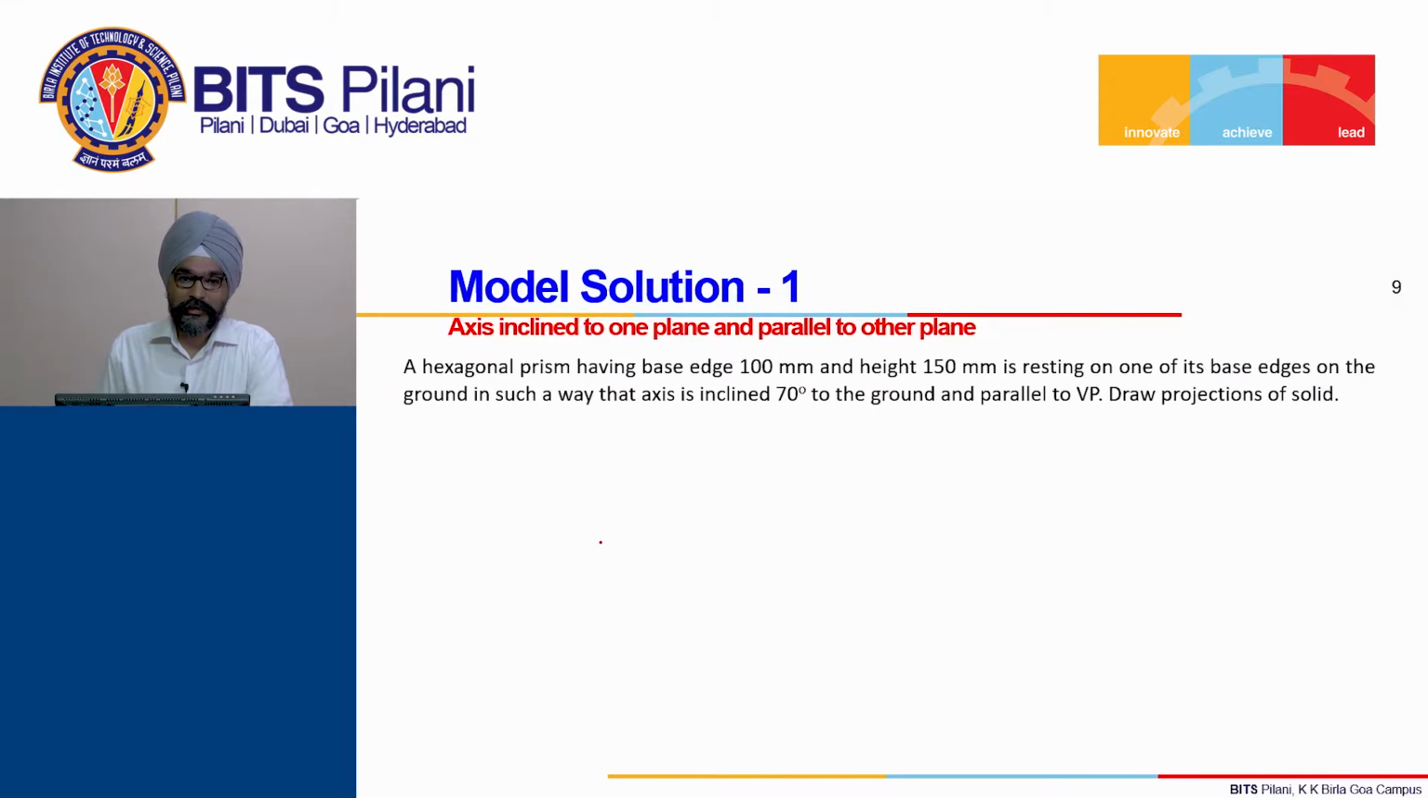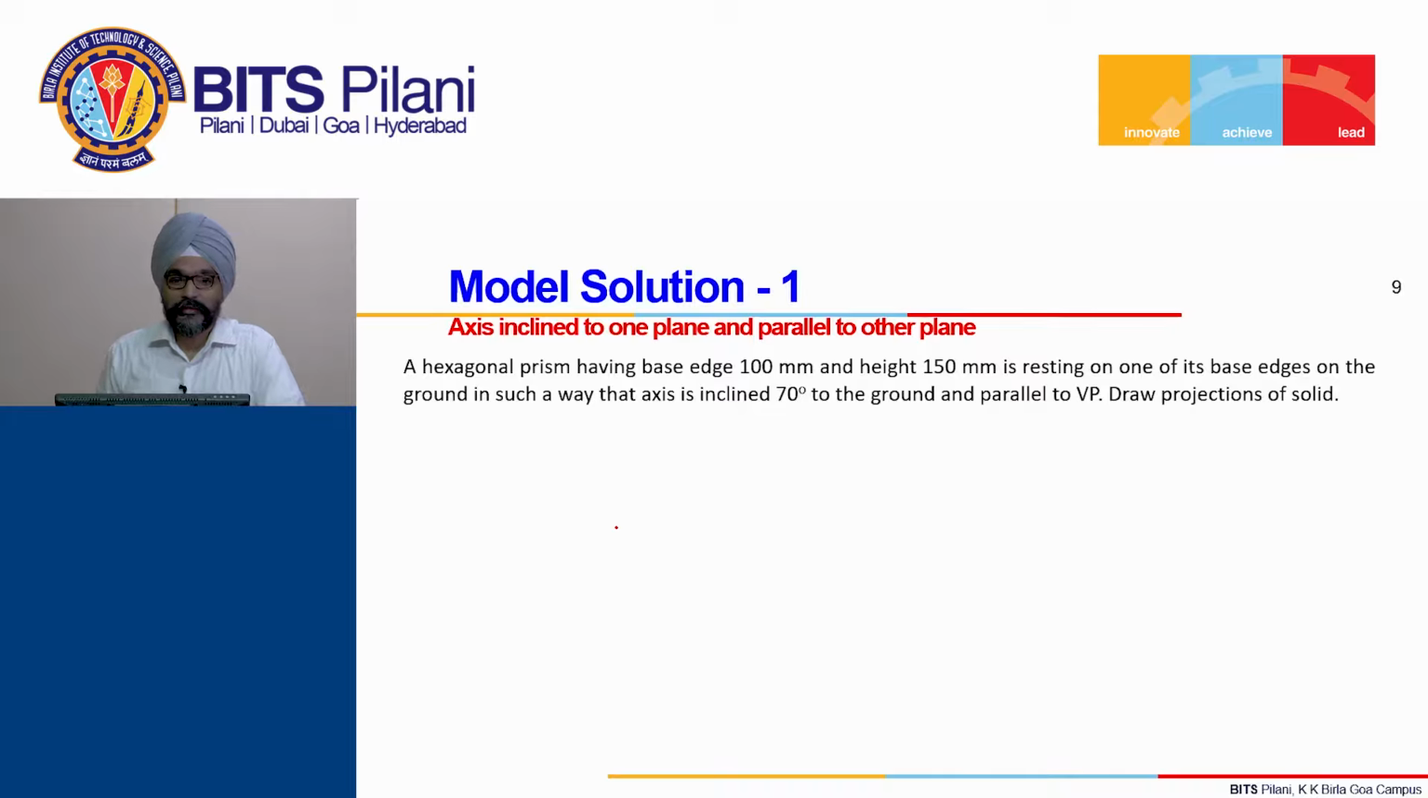So we shall take model solution 1. Here you can see the hexagonal prism having base edge 100 mm and height 150 mm. This is how the hexagonal solid can be defined: a base edge of 100 mm means a regular hexagon as the base, and the height of the solid is 150. This information is sufficient to define the given solid.